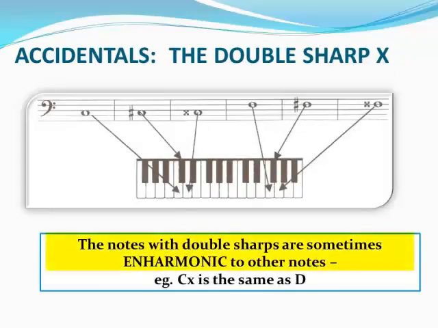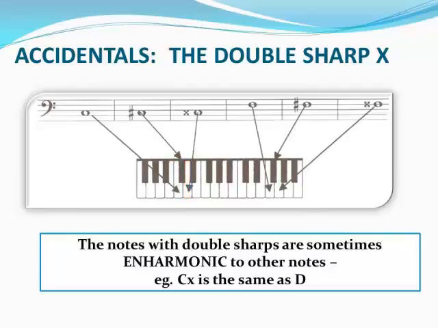Double sharps are always enharmonic to other notes. Our first note in the bass clef is C. That's a nice easy one to find. C sharp is one semitone higher and is found on the black key. C double sharp is two semitones above C and is the enharmonic twin to D.